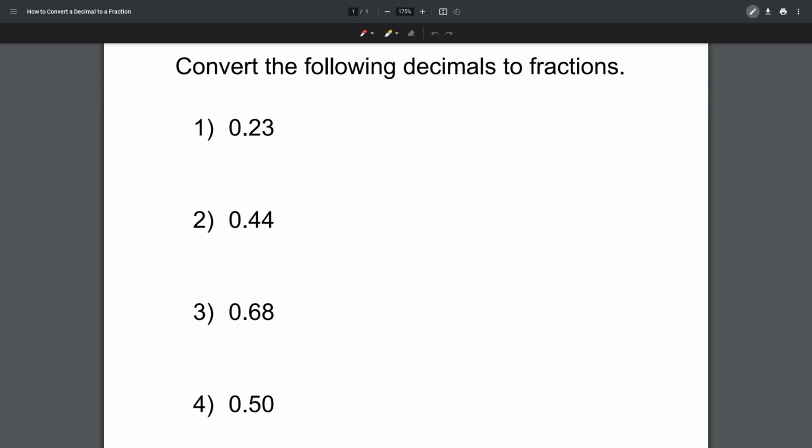In this video, we're going to convert decimals to fractions. So let's look at this first one.